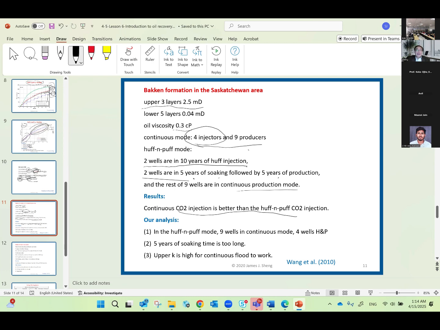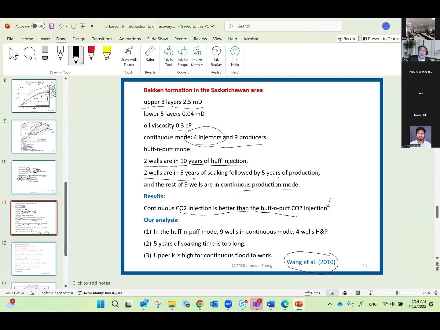Okay, why? That's from field results. So that's the data presented by these authors. Then this result is against our conclusion, because our conclusion says Huff-n-Puff is better, right? But why did their data not show that? So therefore, I analyzed the data.